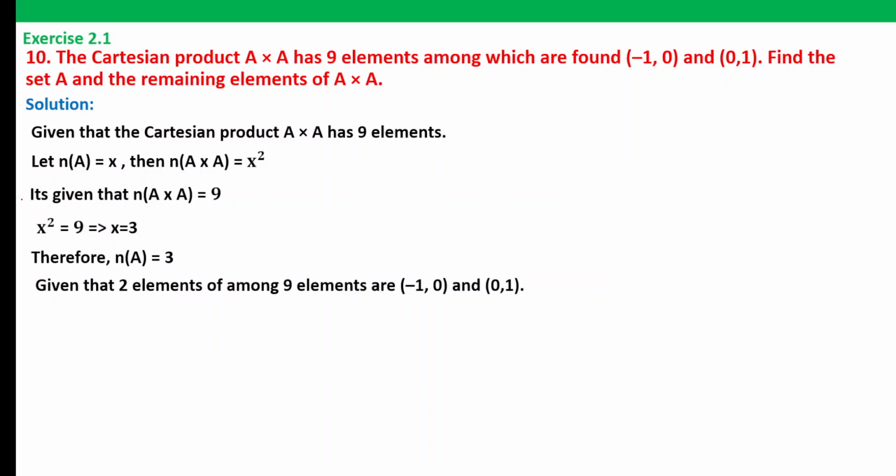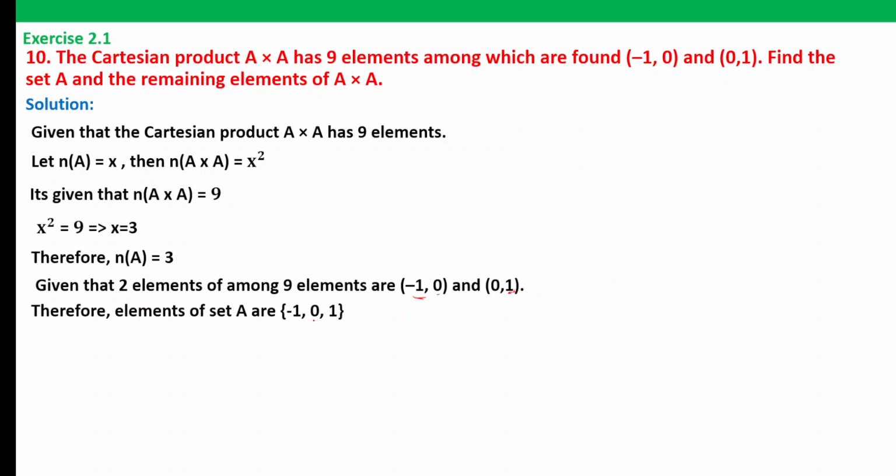Given that two elements among the 9 elements are (-1,0) and (0,1), the elements of A are -1, 0, 1, because we are multiplying A with A only. So -1 is an element of A, 0 is also an element of A, and 1 is also an element of A. Therefore the elements of set A are -1, 0, 1.